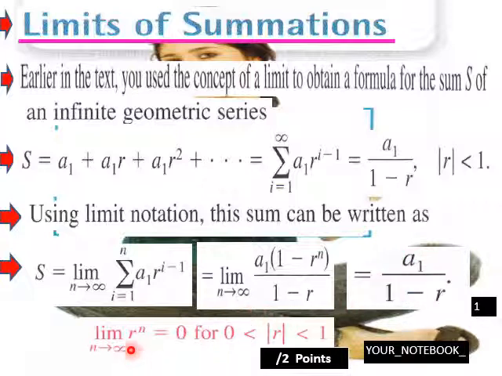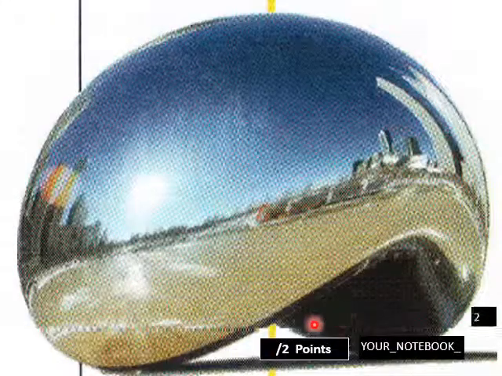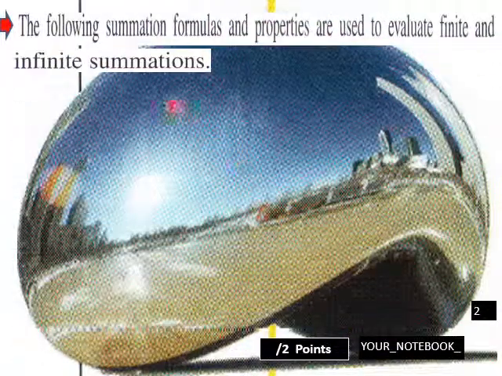So the limit of r to the nth power as n goes to infinity equals 0 when the absolute value of r is less than 1. When you have that condition, then it is equal to 0. You know that right off the bat. Okay, so there are some rules there.